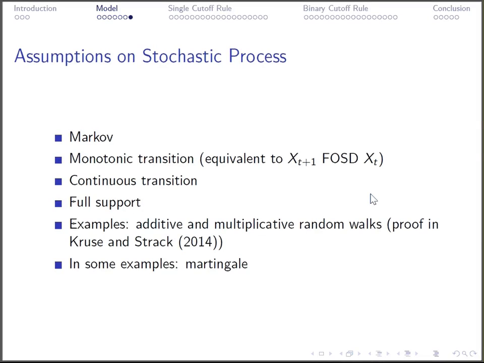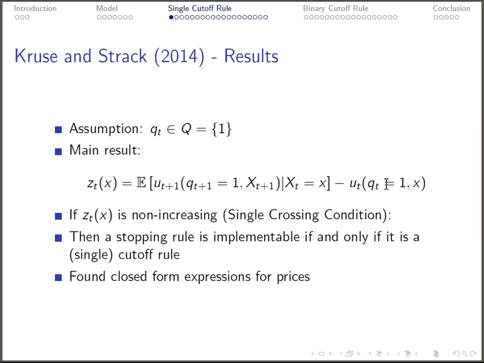So the next thing I'm going to talk about is the paper by Kruse and Strack. The main result in their paper is, first, they assume that there's only one possible action after they stop. So basically there's only one thing they need to implement, the stopping rule. There's no terminal action to implement.